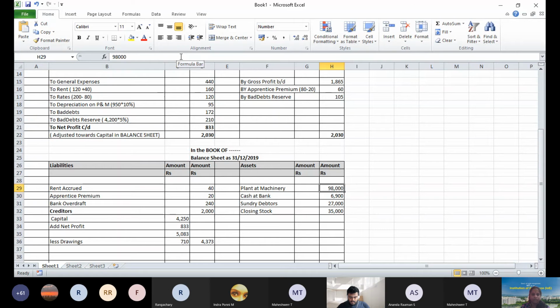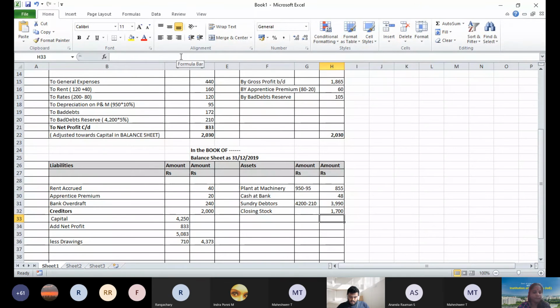Yeah, plant and machinery. You can write it here. Plant and machinery, 950 minus 95, how much? 855. Inner column I've written. Cash at bank, 48. See, very small amounts, guys. Sundry debtors, 4,200 minus 210, 3,990. Closing stock is 1,700.